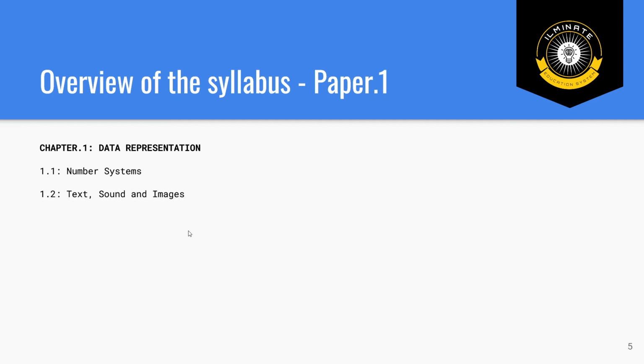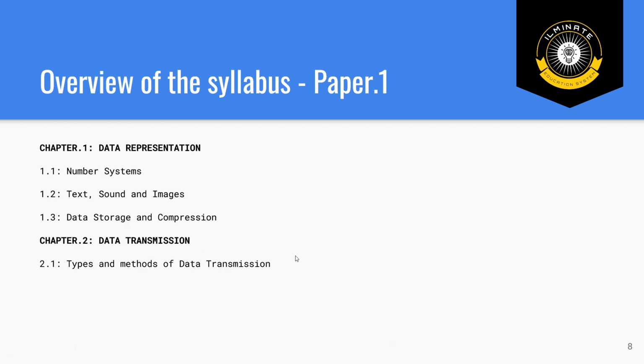So then we'll be learning the text, sound, and images and how we represent the data in these forms, the different file extensions, and how we compress data, which we'll be learning in data storage and compression. And we'll also be having some calculations in this chapter one regarding this data storage. So after that, we come to data transmission, how we transmit data. There are different types and methods which we'll be learning: serial, parallel, and simplex, duplex.